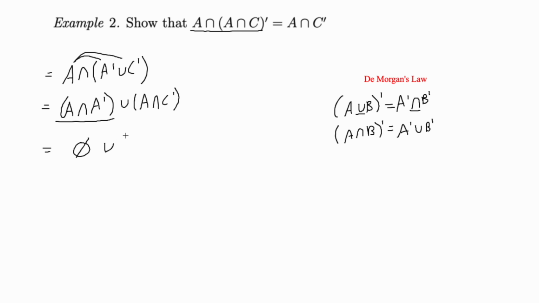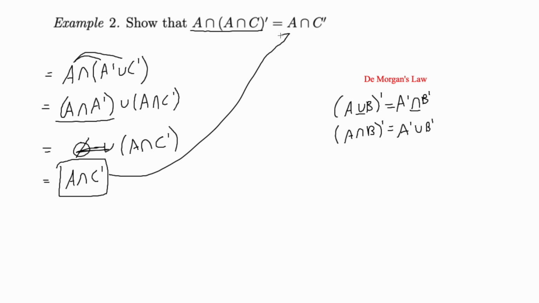Union A intersection C complement. And then we could just get rid of the empty set right there. And then we have A intersection C complement. And as you can see, this is also equal to this. And that is how you do the proof. Thank you, everyone.